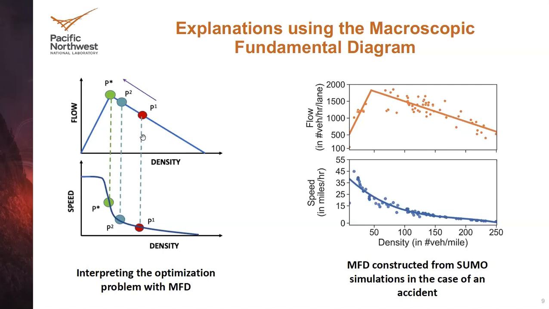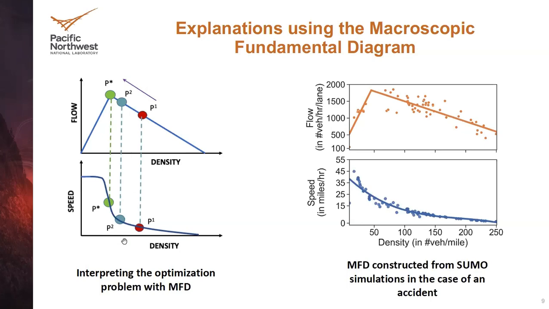But since you are detouring these vehicles through the arterial, the arterial itself can get congested, and that can backflow towards the freeway. So this is an optimization problem with the arterial and the freeway network put together. We hypothesize that instead of going all the way to P star, you probably end up at P2, and the slack, the difference between P2 and P1 in terms of density, is taken up by the arterial network. Again, this is a cartoon, and these are not absolute values.